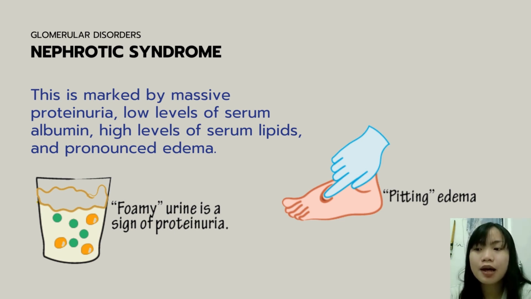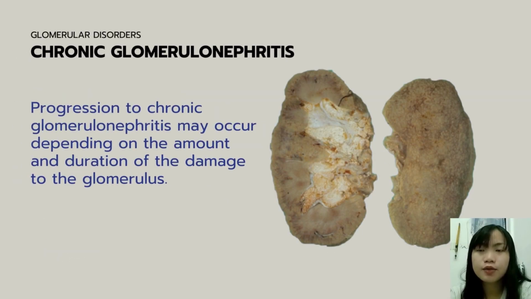And ang depletion naman ng albumin ay nag-increase ng fluid loss sa interstitial spaces accompanied by sodium retention na nagpo-produce naman ng edema. For chronic glomerulonephritis naman, yung amount and duration ng naging damage natin sa glomerulus na na-discuss natin sa mga naunang disorders, pwede siyang mag-progress sa chronic glomerulonephritis. And yun na nabanggit ko kanina sa end-stage renal disease.